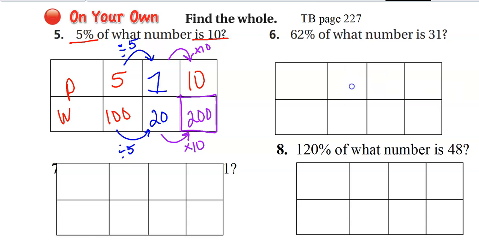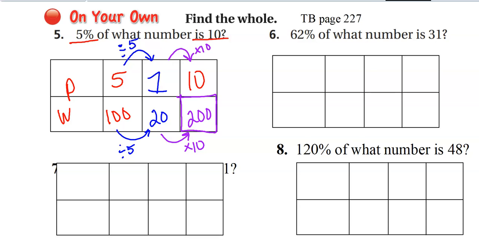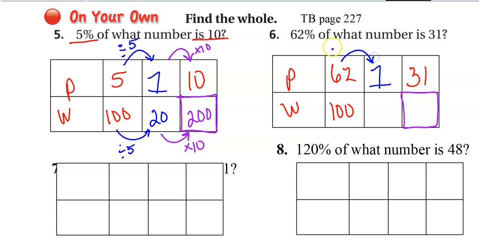Number 6, 62% of some number. So I'm going to do my part and my whole, and this part is 31. The missing number is the whole, and I'm going to, oops, I forgot to put the percent. The percent is 62 out of 100, and I want to start with my middle column being a 1. So from 62 to 1 is a divide pattern. It's divide by 62. So then I divide by 62 on the bottom.